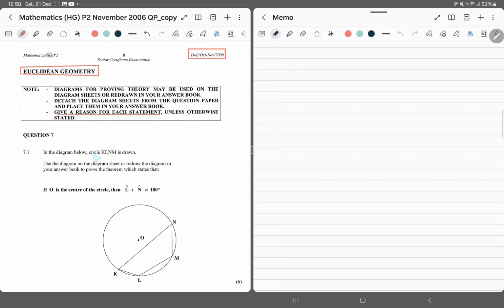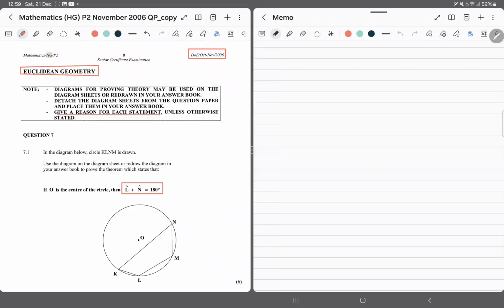In the diagram below, the circle KLMN is drawn. Okay, we can see this is a cyclic quad because all the vertices are at the circumference. Now we are told to use the diagram on the diagram sheet or to redraw the diagram in our answer book to prove the theorem which states that if O is the center of the circle, then angle L plus angle N are supplementary. Okay, so we need to prove that that sum is supplementary, or it adds up to 180. Of course, you guys are usually not used to diagrams being put like this. This is what makes this a higher grade question, because it's not the common diagram that is easy to see and easy to know what to do.